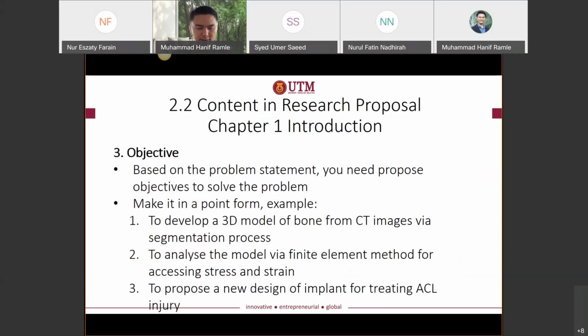Once you have the problem statement, then you can create the objectives. The objectives should be in line with the problem, of course. You have to make them in point form like in the slide. No need to write in paragraph; it should be in point form, of course: number one, number two, and number three. And of course the PhD student should emphasize the novelty, which normally happens in the third objective.